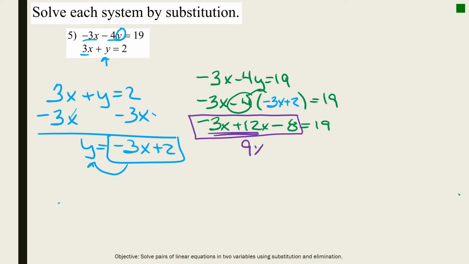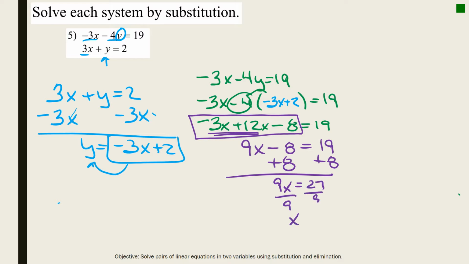Combine like terms. 9x minus 8 equals 19. Solve by adding 8. 9x equals 27. X is 3.